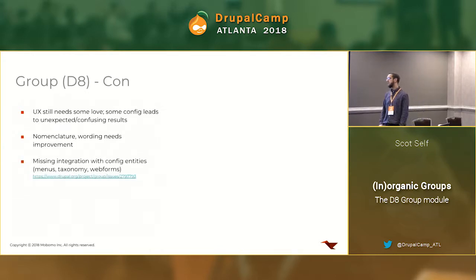Missing integration with config entities. So out of the box, group only supports content entities. Does everybody understand the distinction in D8 between a content entity and a config entity? More or less? No. All right. So really quickly put, best I can summarize it, a content entity is what you would expect it to be: a node, a user object, a taxonomy term.